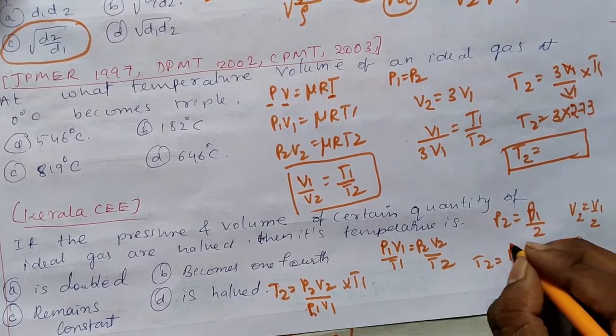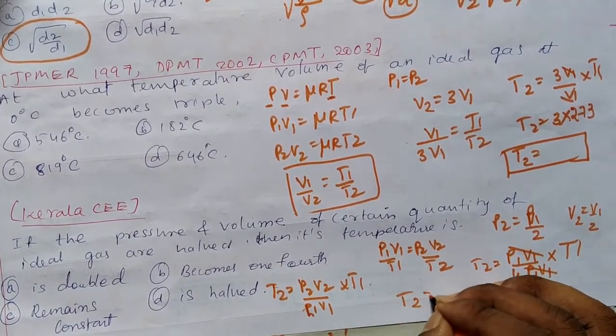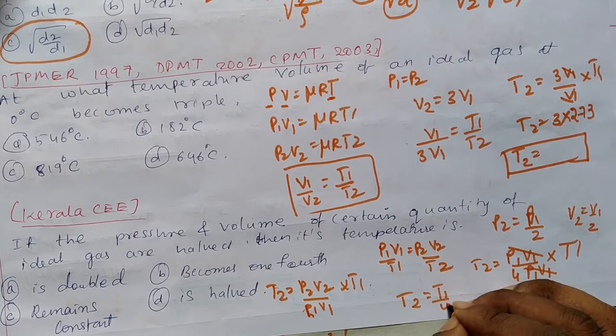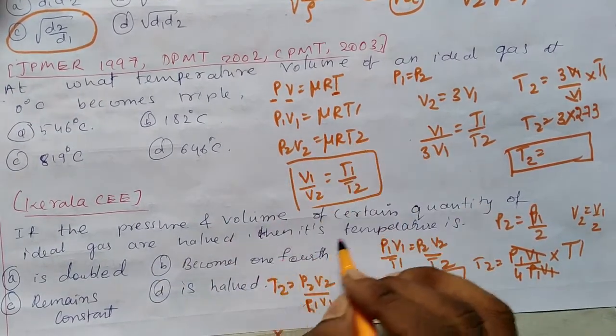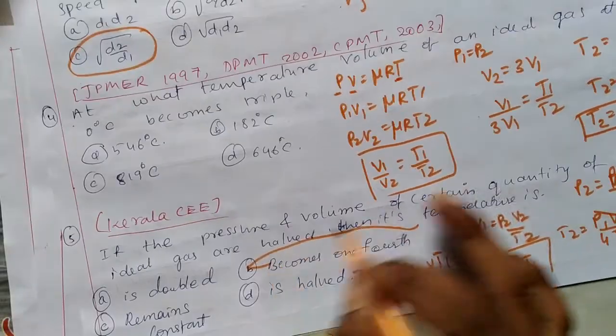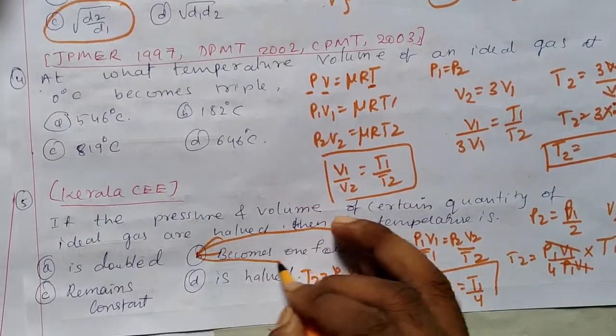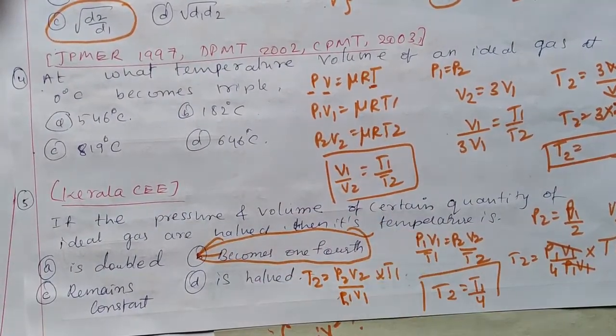That means P1 V1 gets cancelled. So T2 is equal to T1 by 4. That means it becomes 1/4. So the option will be option B. Okay, yes. Okay, thank you.